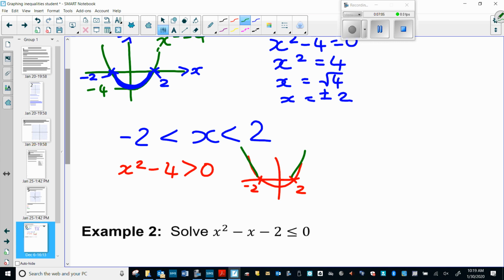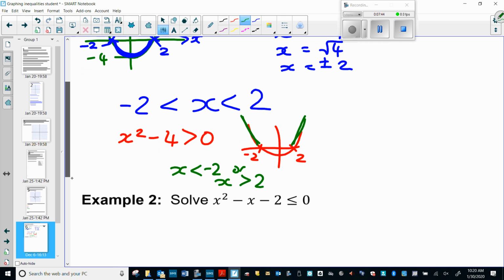This one would say x is less than negative 2 or x is greater than 2, because these points here are less than negative 2, these points here are greater than 2. Do you see that? Yeah? So, if it's underneath, a range. If it's above, it's generally going to be 2 separate ones. We can't combine these together. Okay? That's pretty doable, yes? Lovely. Have we all got that down?